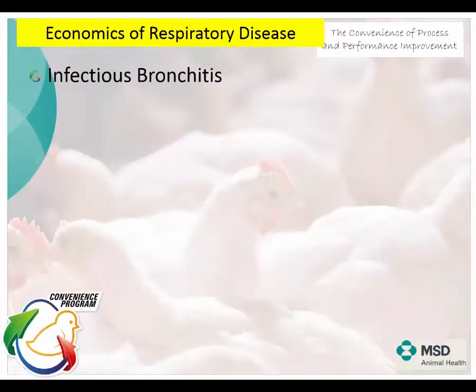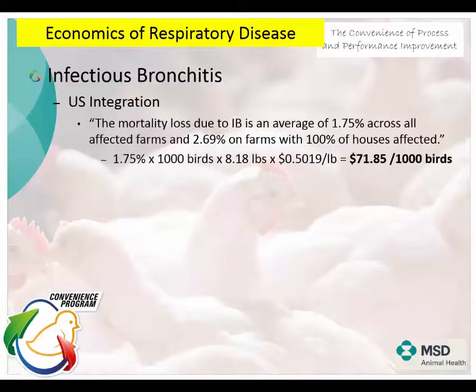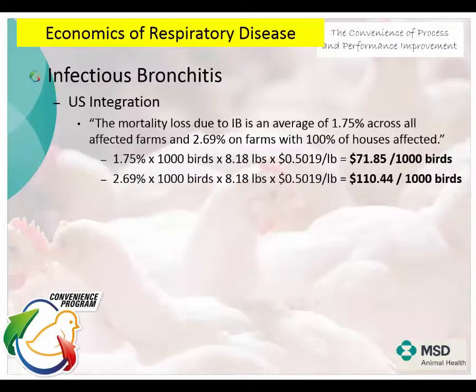If we look, for example, at a case of infectious bronchitis in the US integration, you can estimate and calculate what you will lose when you have a certain level of mortality. I will not describe all the numbers, but I think you can all make your own calculations, and you know that by losing birds at the end of your production cycle, you will lose a lot of money.